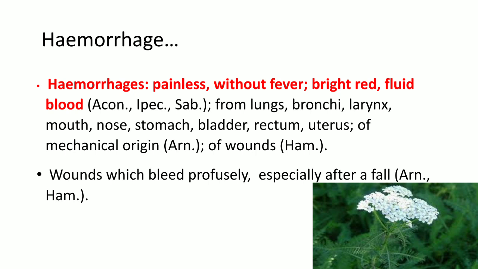About hemorrhages: painless, no fever, bright red, fluid blood, similar to Aconite, Ipecac, Sabina, and from all orifices of the body: lungs, bronchi, larynx, mouth, nose, stomach, bladder, rectum, uterus, or from any mechanical injury, from wounds, etc. So the character of the blood is important: painless, no fever, bright red, fluid, no anxiety. Wounds bleed profusely, especially after a fall.